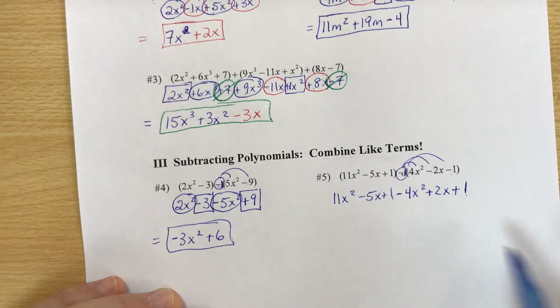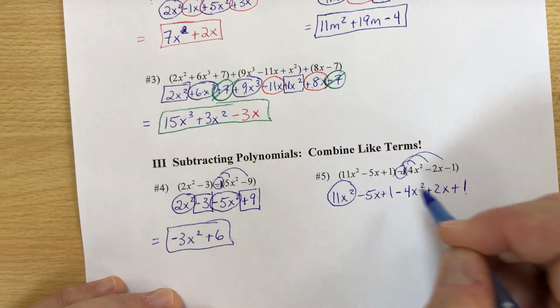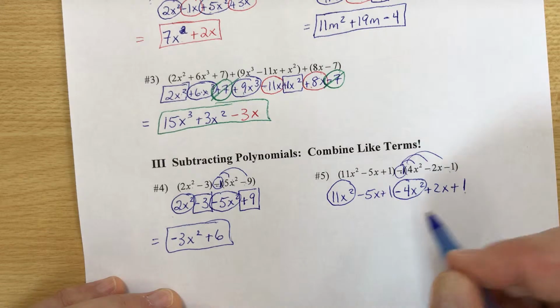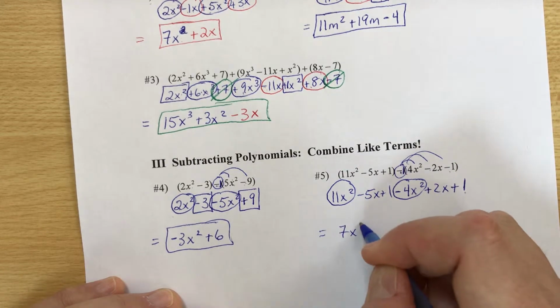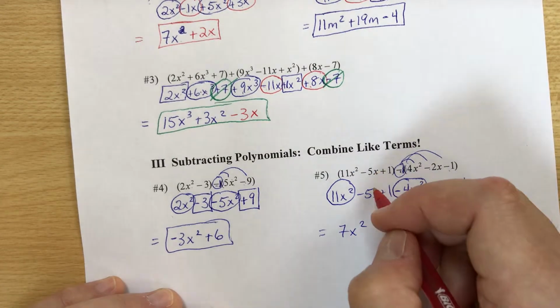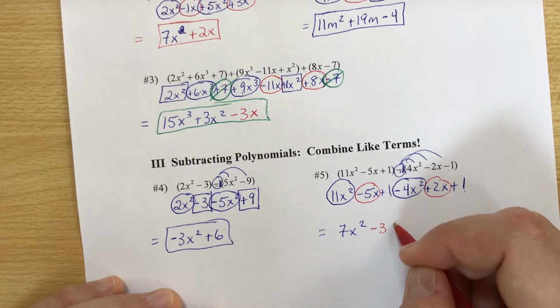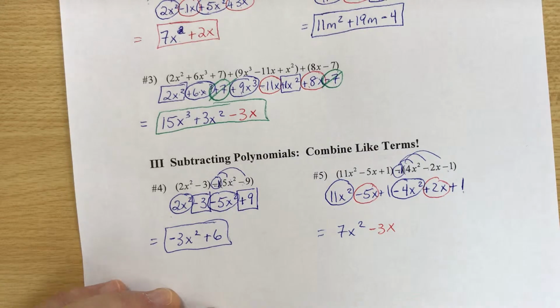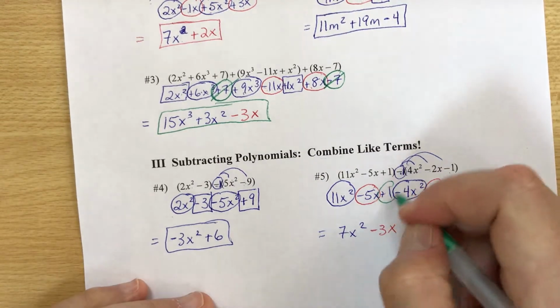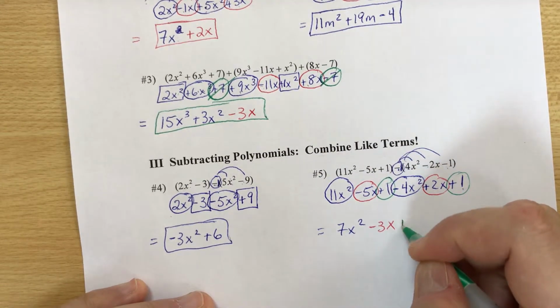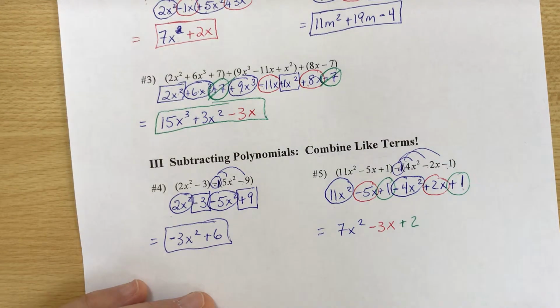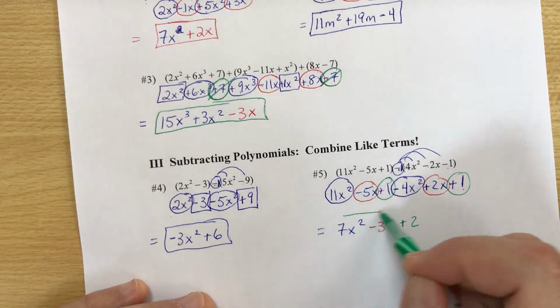All right, now let's go ahead and combine like terms. 11x squared minus 4x squared equals 7x squared. Negative 5x plus 2x is negative 3x minus 3x. And then we have plus 1, which is, now I can add those, that's 2. And that's as far as we go.